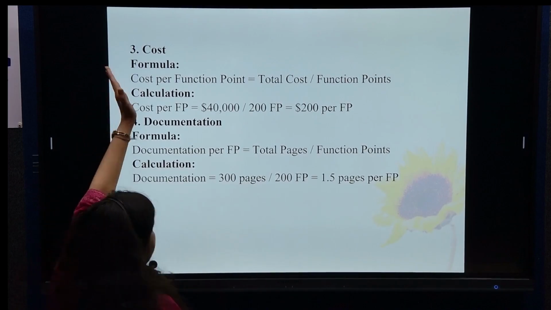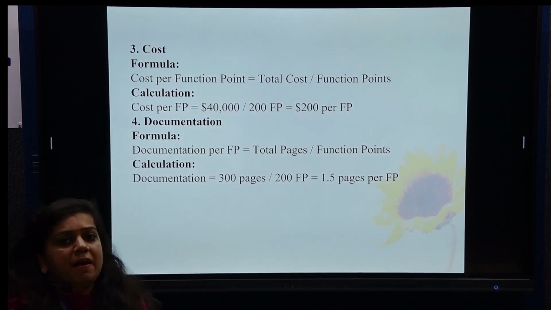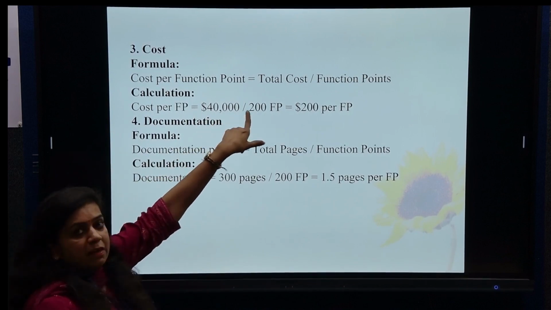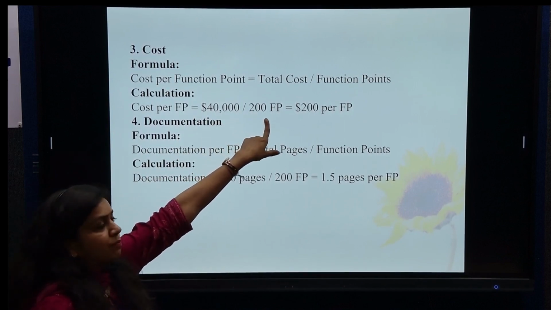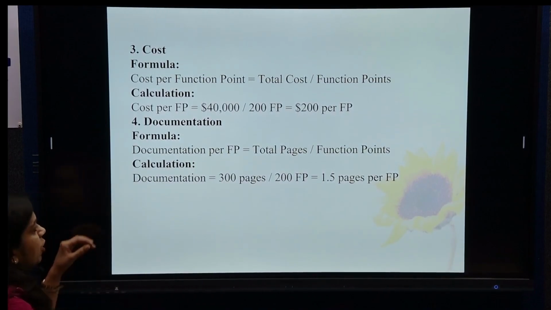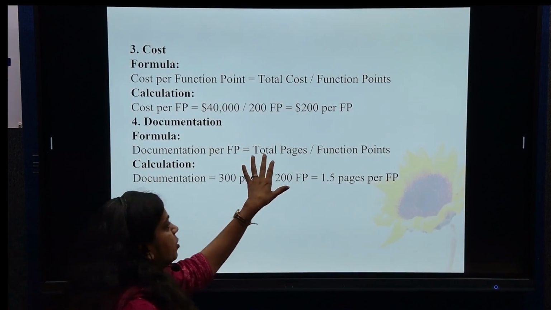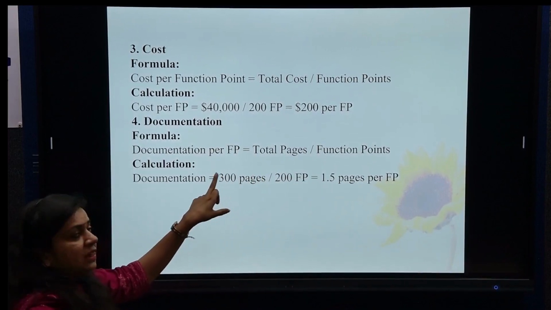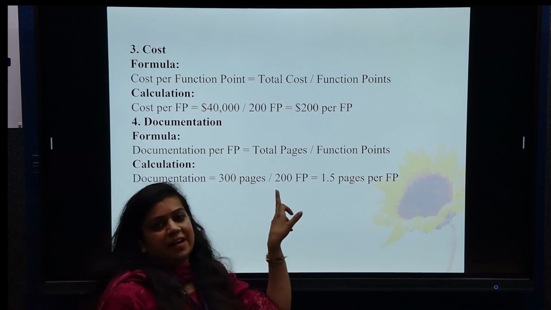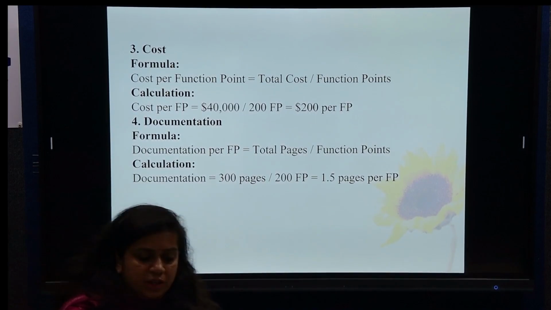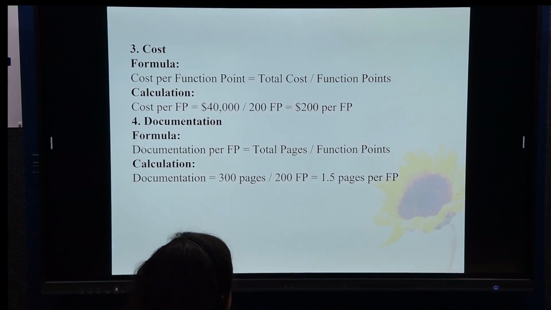Formula for cost per function point is total cost by function point. Total cost is $40,000. It will be divided by 200 function points and we will get $200 per function point. Documentation per function point is computed as total pages by function points. There are total 300 pages. It will be divided by 200 and we will get 1.5 pages per function point. So this is all about function point.